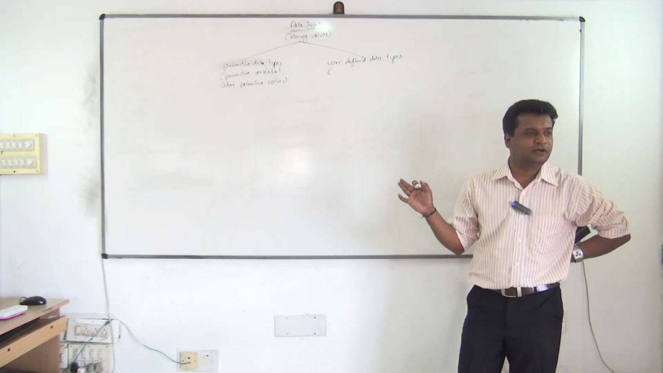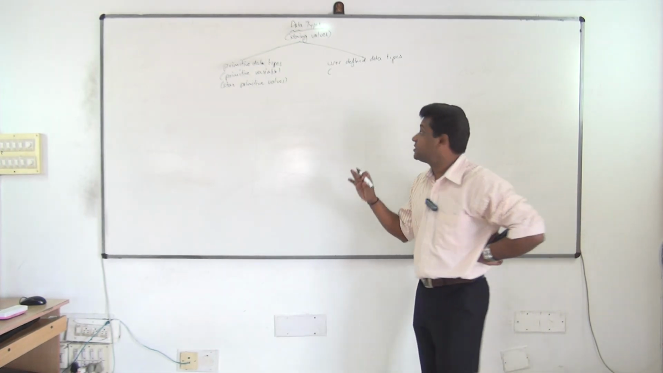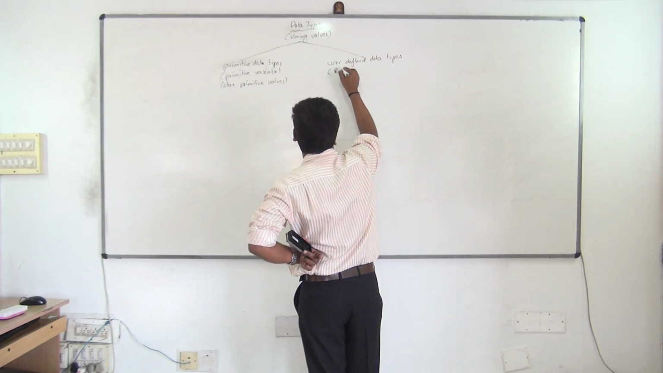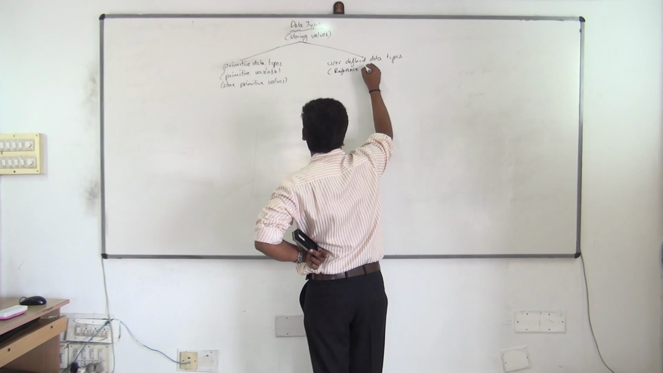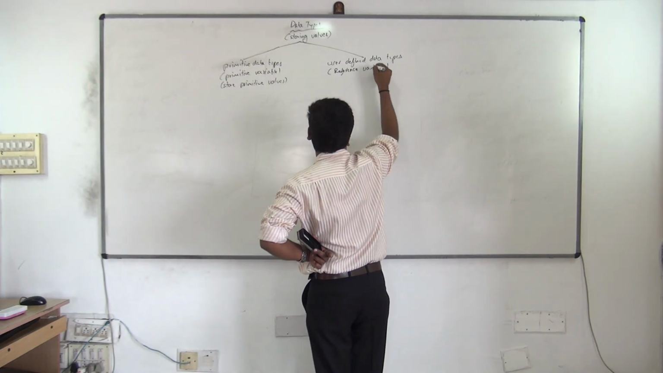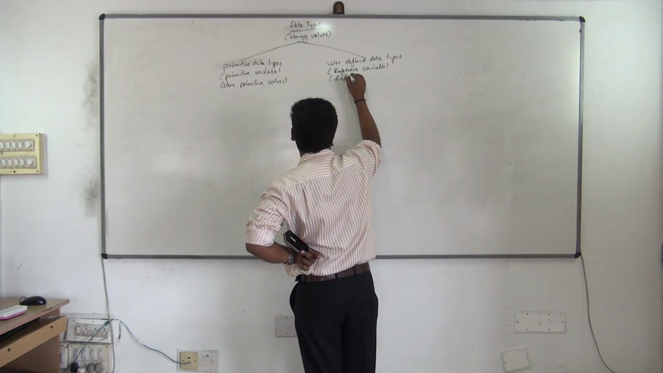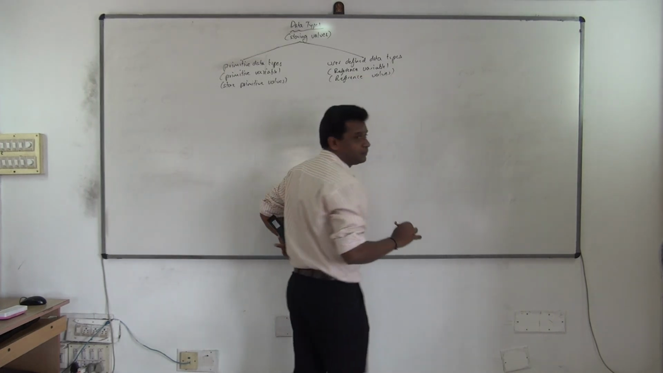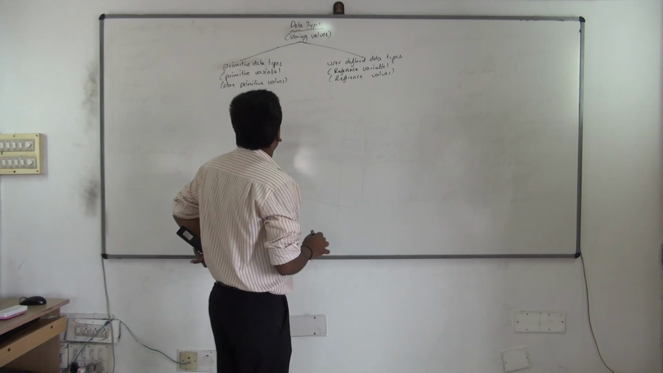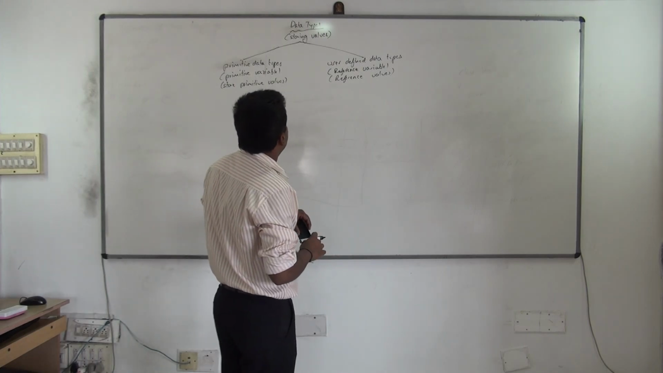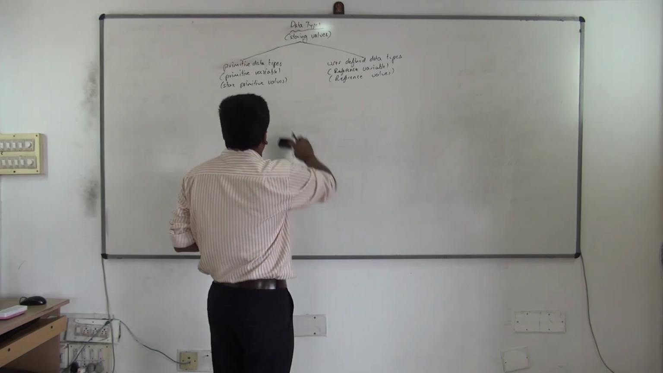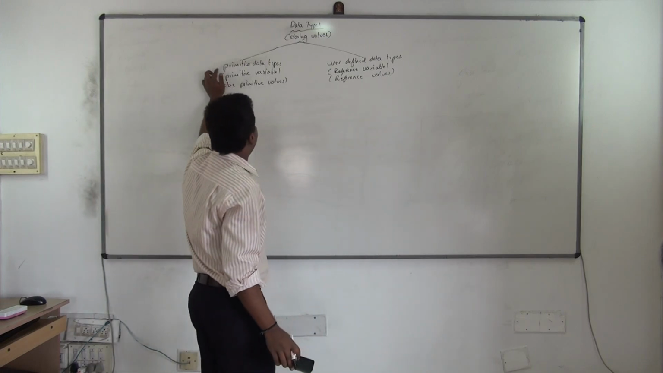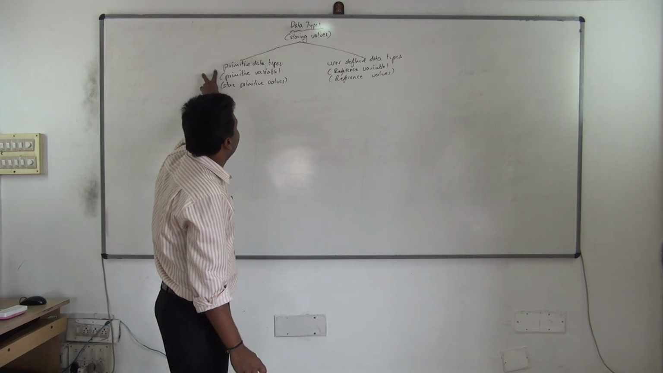I will be concentrating only on what? Primitive data types, primitive variables. Just I am giving you info. A variable of user defined data type is called as a reference variable, and it can store reference values. Understood? Primitive data types, user defined data types, reference variables.